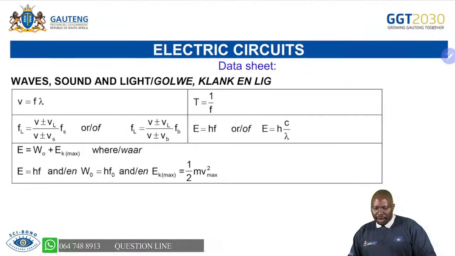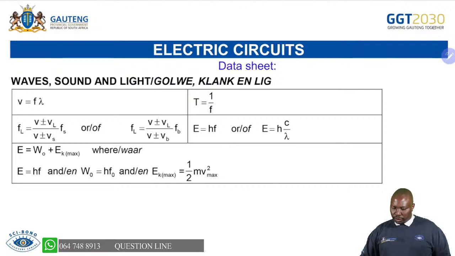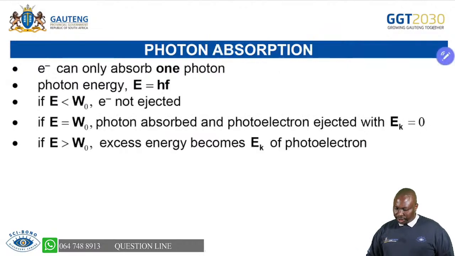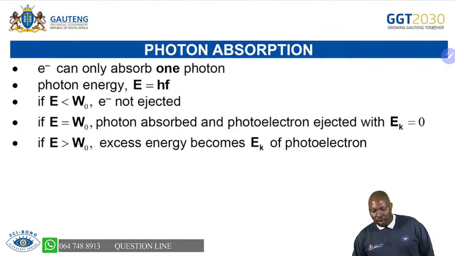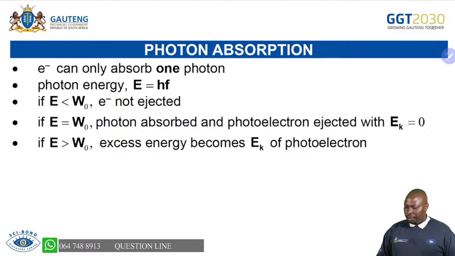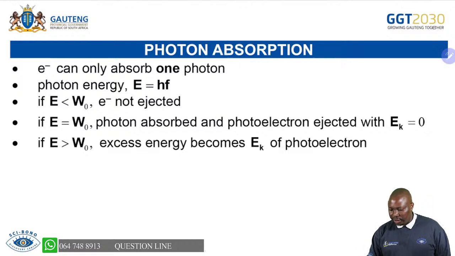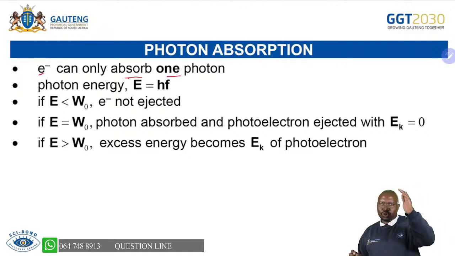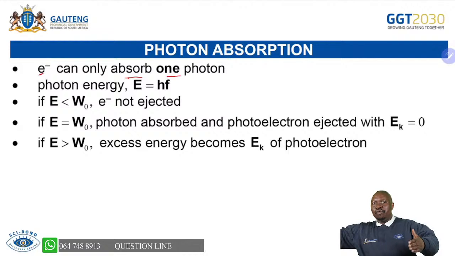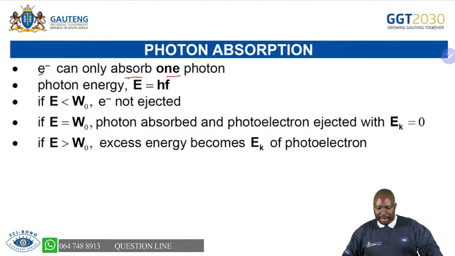Now, as I indicated, we're going to deal with the equations and the data sheet, and with no wasting of time, we are going to look at how the electrons absorb this photon. An electron can only absorb one photon. I've indicated that the relationship is 1:1. One photon will eject or remove one electron.